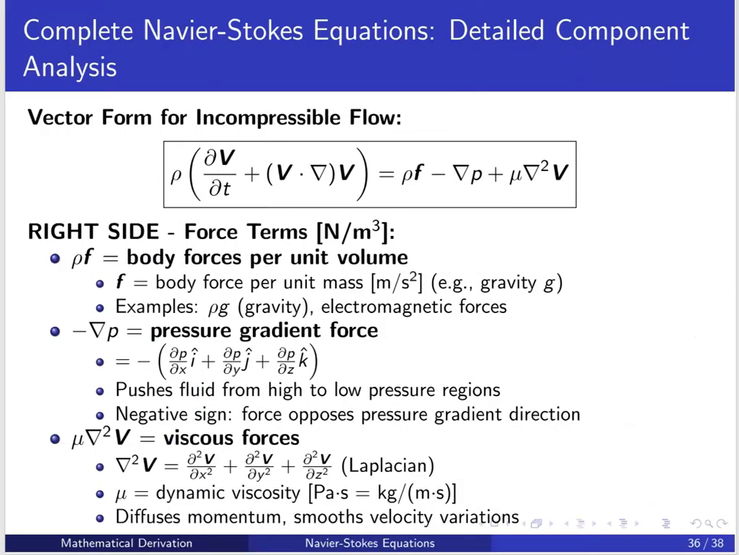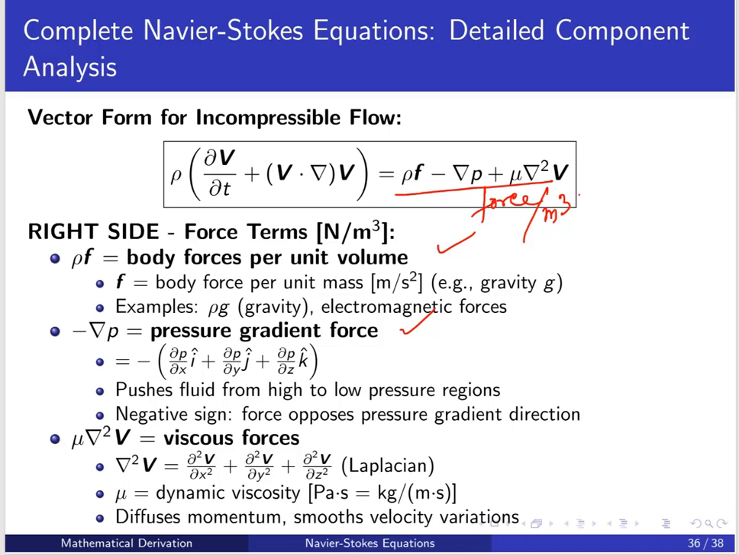Now the right hand side, rho into f, again this is force per unit volume. So rho f is the body force per unit volume, where f is the body force per unit mass, and rho g is the example. And again minus grad p means the pressure gradient force, which is nothing but ∂p/∂x i plus ∂p/∂y j plus ∂p/∂z k, and mu nabla squared v is the viscous force.